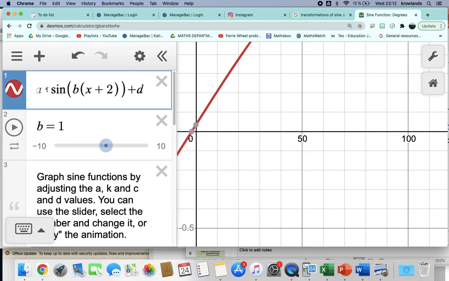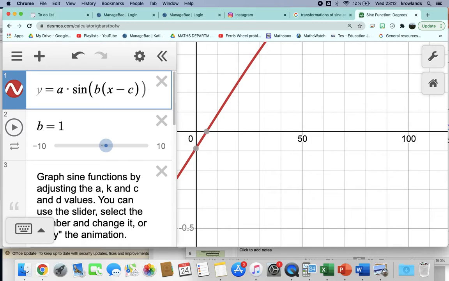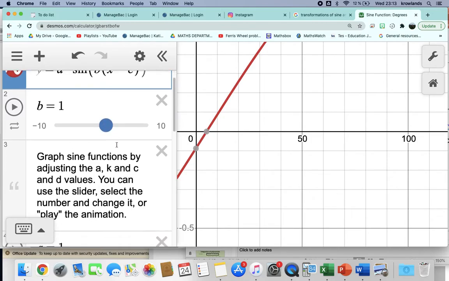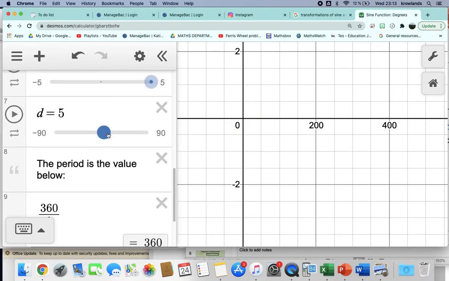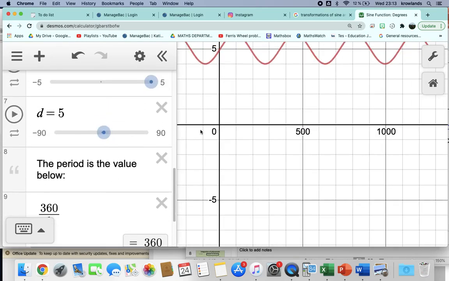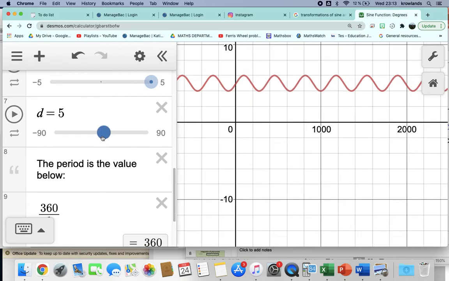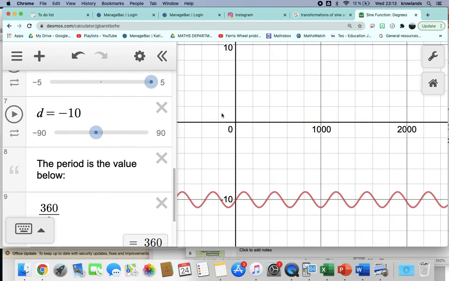So a key summary is that A and D will affect the graph vertically and along the y-axis, and then the B and the C affect the x-axis of the graph. So let's say we're going to change the D. Let's change D to 5. Now what you can see here is it's shifted up 5, whereas if we change it to minus 10, it just shifts down minus 10.